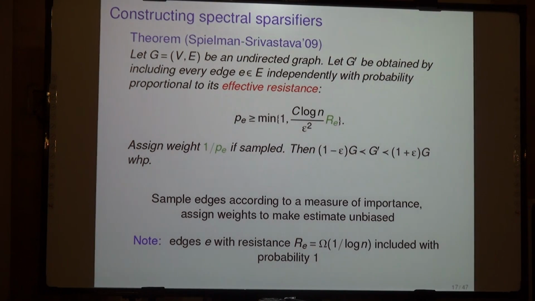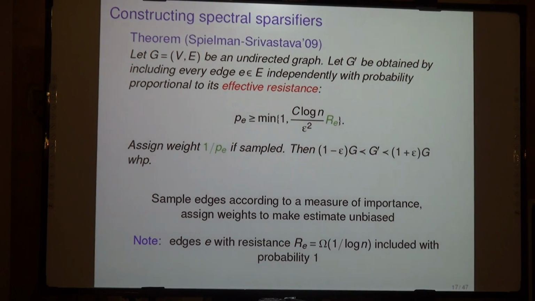And the algorithm works as follows. So for that, we first need to look at the theorem of Spielman and Srivastava a little bit more and understand how this measure of importance works, the effective resistance of edges, if you view the graph as an electrical network. Good. Any questions so far?